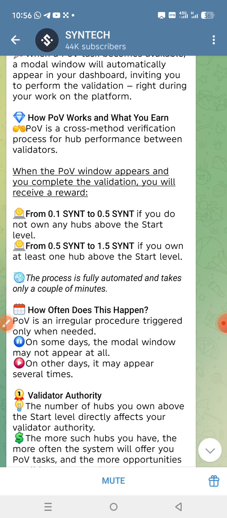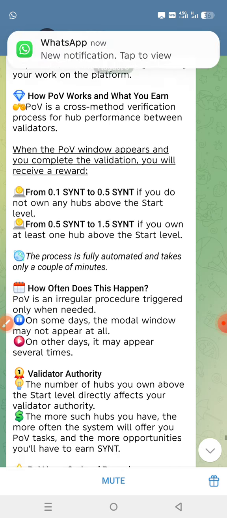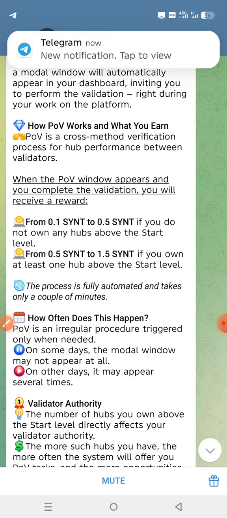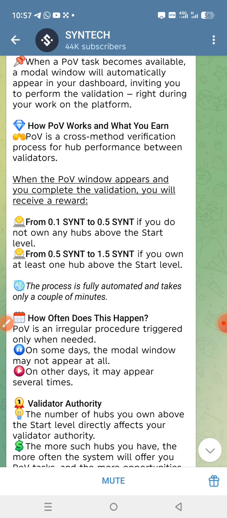So what is the reward system? This is it. Now, from 0.1 cent, and I need you to understand that 1 cent is equivalent to $1 USD, so from 0.1 cent to 0.5 cent, if you do not own any hubs above the start level. What it means is, if you create a new account and you don't activate any hub, any paid hub, and you are on the free hub or the startup hub, then anytime you perform a validation or a proof of validation, you are earning between 0.1 to 0.5.